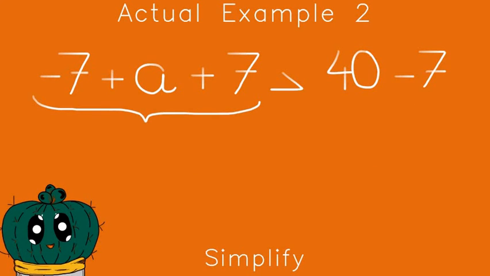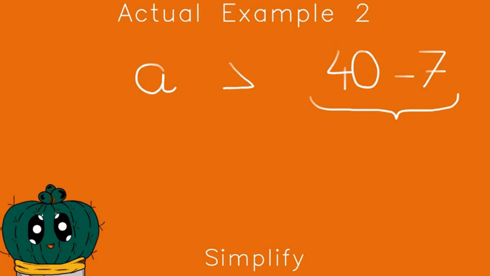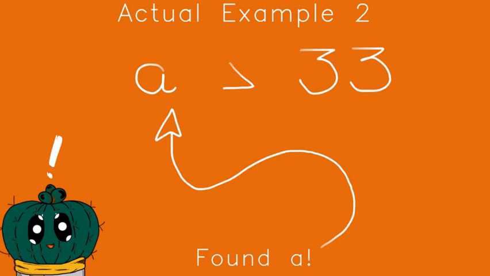On the left hand side, the 7's are going to cancel out, and on the right hand side, 40 minus 7 gives us 33. So we have found the value of a, not exactly, but we have found the range of values that a can take, and that is greater than 33. It can be 37, 400, 5000, whatever the value actually is, it is going to be greater than 33.